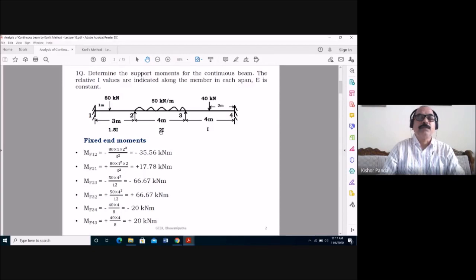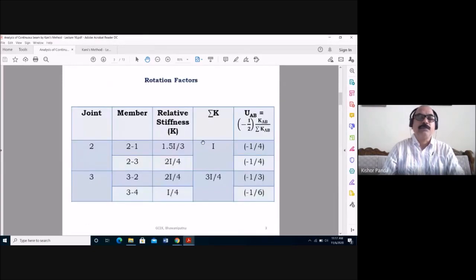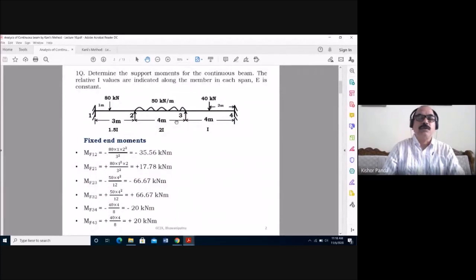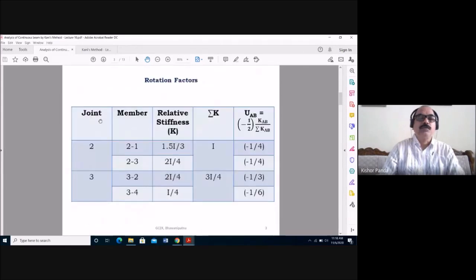Then the next step is to find the relative stiffness of the members and rotation factors. Using a tabular form, you have to find the relative stiffness of the members. Here you see joint 2 and joint 3, the two intermediate joints. So in the tabular form, the first column is the joint, second the member, third column indicates the relative stiffness of the member. Then the fourth column is the summation of the relative stiffness at the joint. Then the rotation factor for the members.